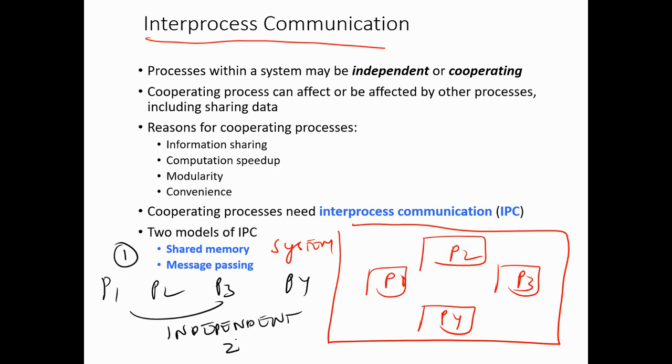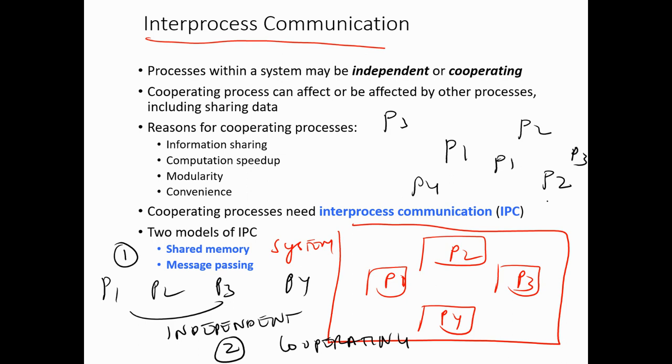Case number 2 is that the processes can be cooperating. Cooperating means that one process gets affected by another process. That is, the execution of P1 depends upon P2 or P3 or P4, or the execution of P2 depends upon P1, P3, and P4, and so on. So the processes within the system can be independent of each other, or they can be cooperating in such a way that one process gets affected by another process too.